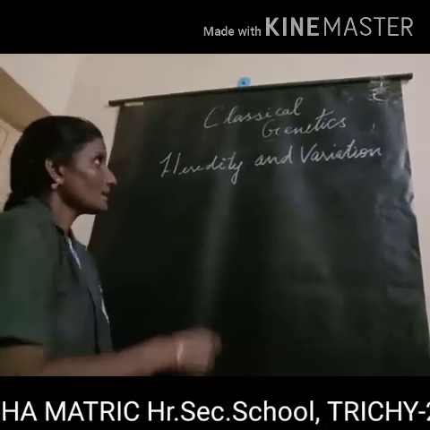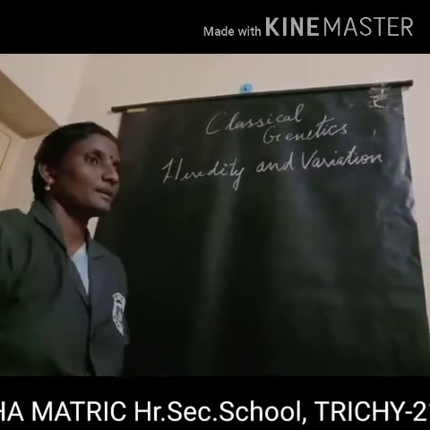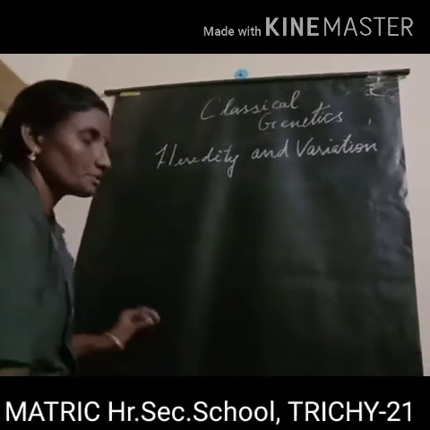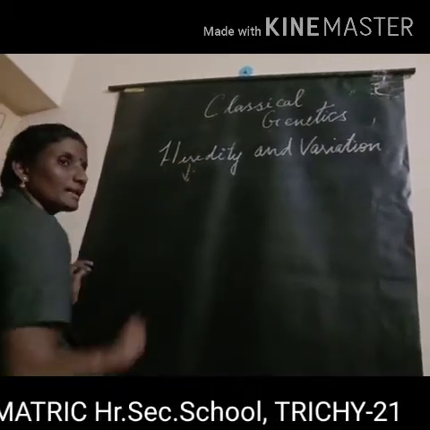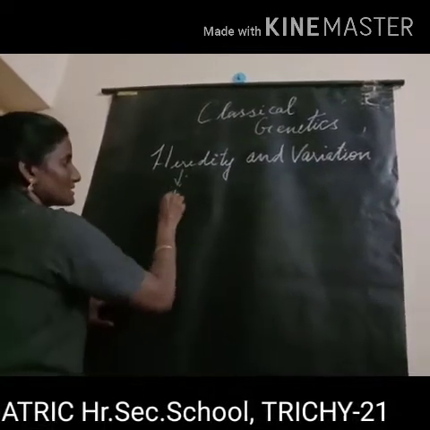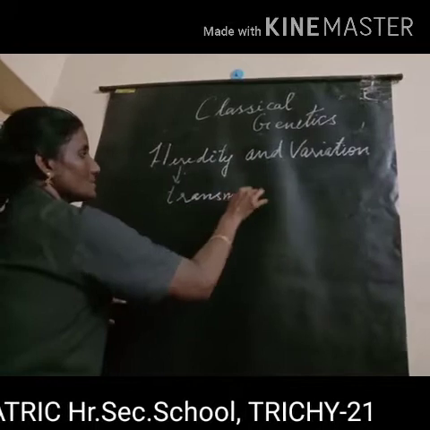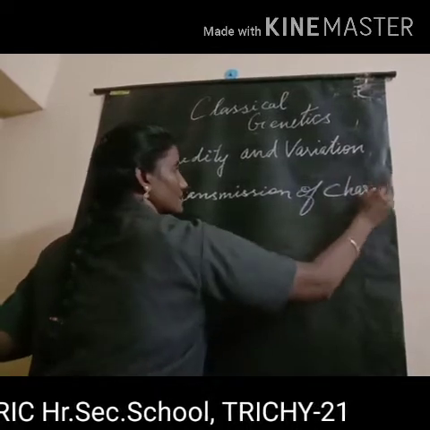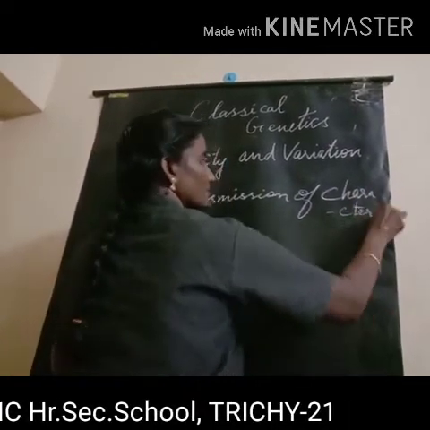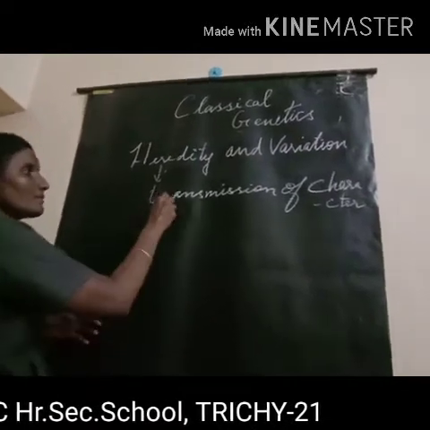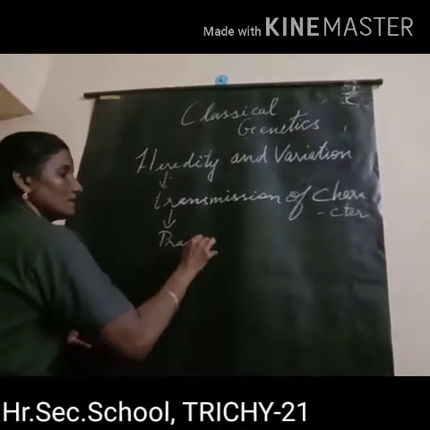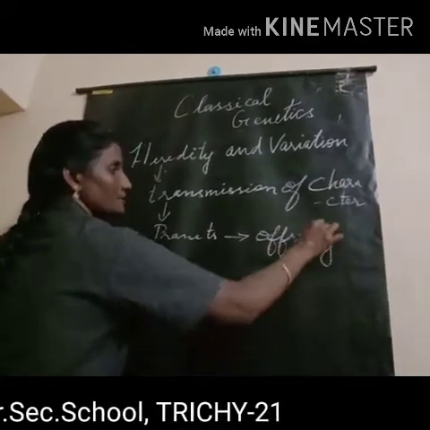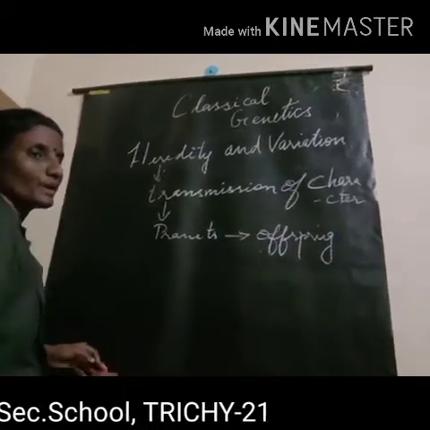Now we are going to see about heredity and variation. Genetics is often described as a science which deals with heredity and variation. Heredity means what? It is the transmission of the character from the parents to the offspring. Offspring means the young ones. Next one, variation.